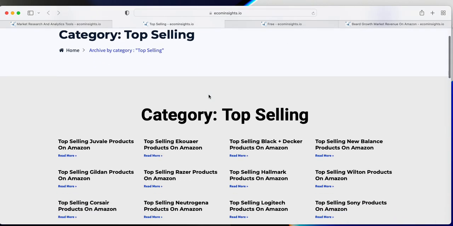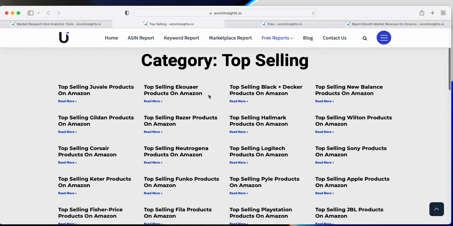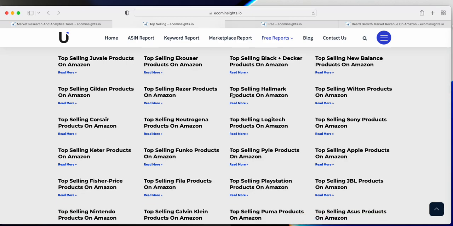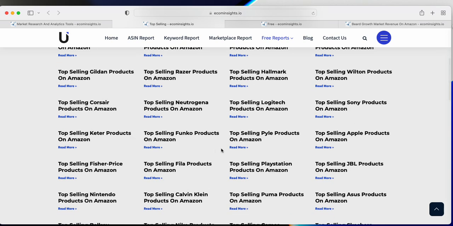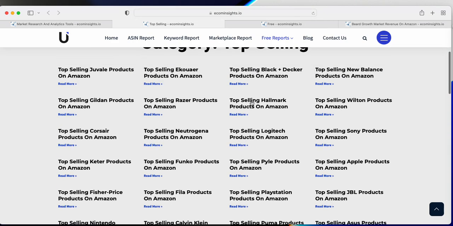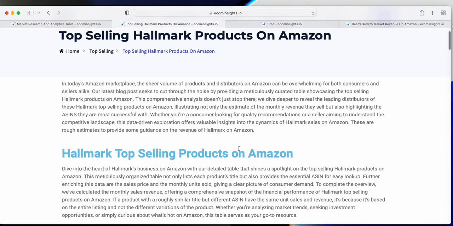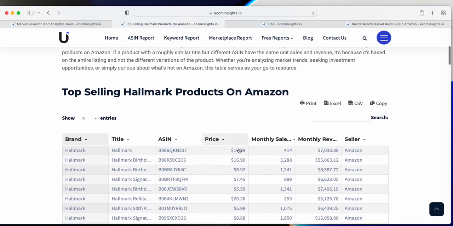Now, these ones might be a little more beneficial for finding sales volume. Most of these are brand specific. So, for example, Puma, right? It's tough to compete with Puma just because of brand recognition. But let's look at Hallmark. These are essentially cards, different variations of it, birthday cards, gift cards.